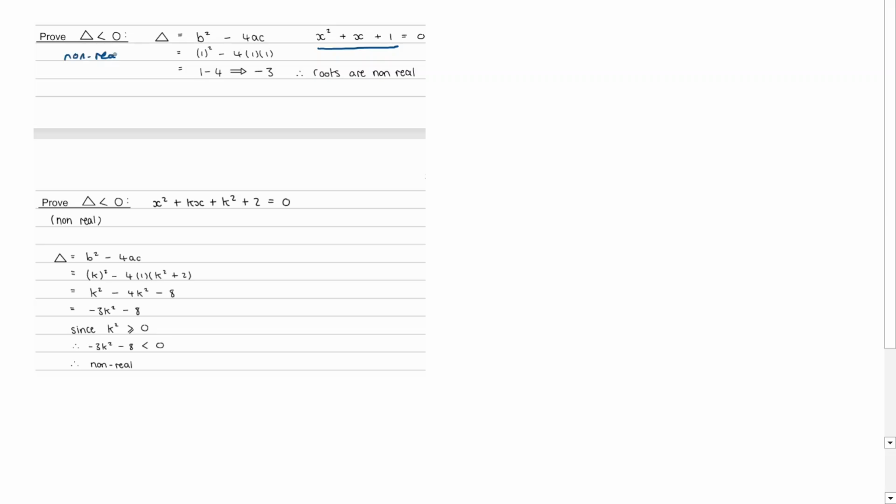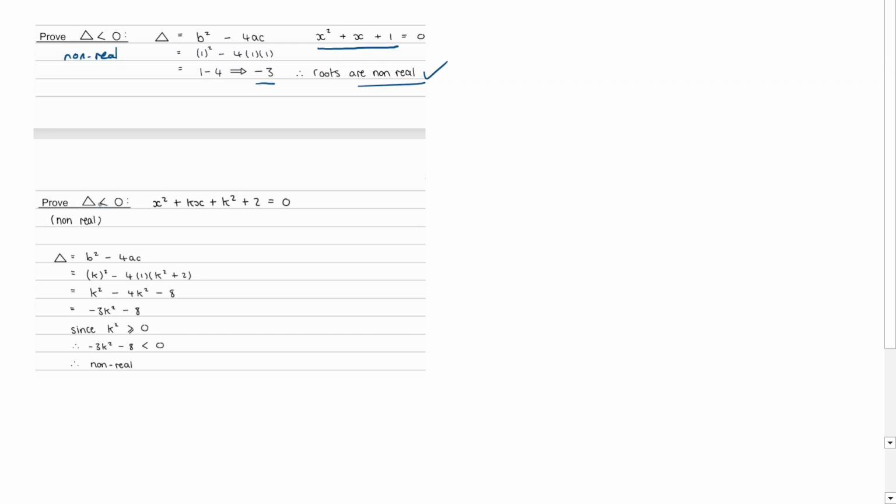And so we set out and we notice that the A, the B, the C are all 1. So B is 1, A is 1, C is 1. So it becomes 1 squared minus 4 times 1 times 1 is 4. 1 minus 4 is minus 3. Because it's negative, because it's less than 0, the roots are non-real. And so we've proved that.